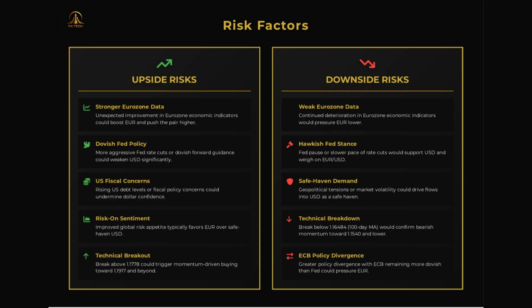Downside risks include continued deterioration in Eurozone indicators, a Fed pause or slower pace of cuts, supporting USD, geopolitical tensions driving safe haven flows to USD, a technical breakdown below the 100-day MA confirming bearish momentum, and greater ECB policy divergence pressuring euro. Traders must monitor these factors closely to adjust positions accordingly.